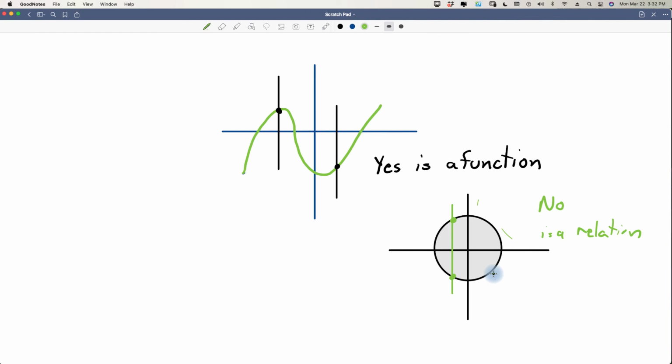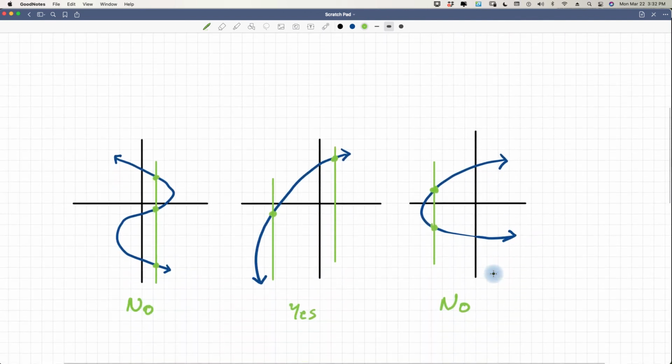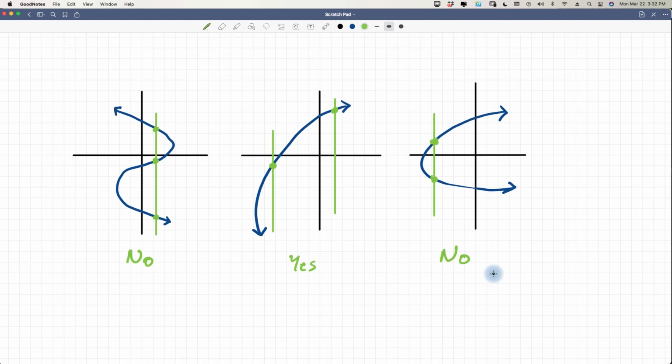All right, so I have some that I've already done down below. And we're going to look at these. This is practice problem 87.3. This is the only one we have for these. And I've already done them for you. I've drawn a vertical line here, and we have 3 points of intersection. So no, this is not a function.